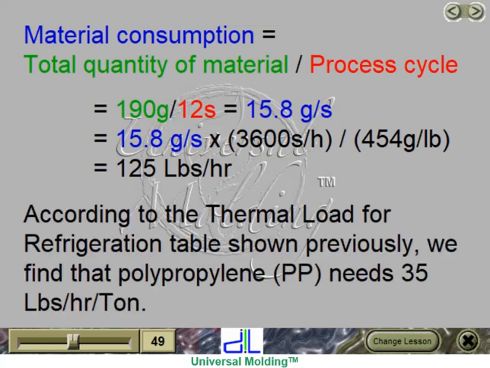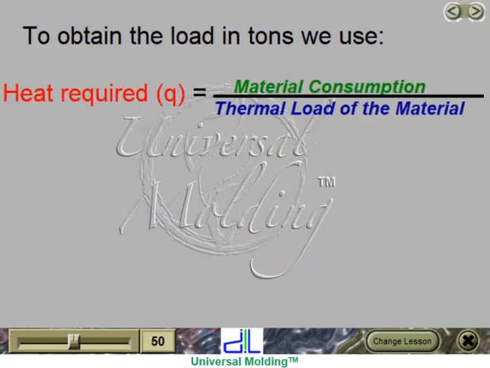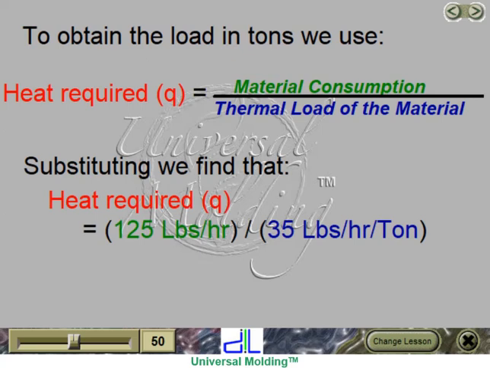According to the thermal load for refrigeration table shown previously, we find that polypropylene needs 35 pounds per hour per ton. To obtain the load in tons, we use the heat required equation. Substituting, we find that heat required equals 125 pounds per hour divided by 35 pounds per hour per ton. This is equal to 3.6 chiller tons.